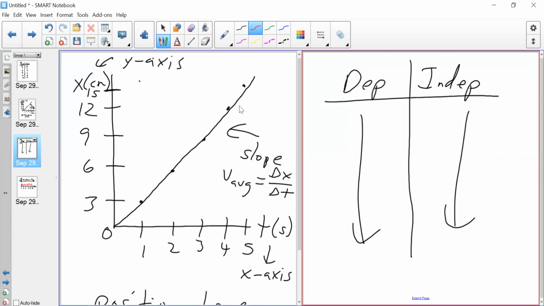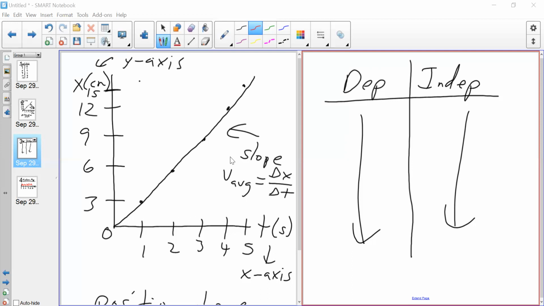And this leads into my general statement that the slope of a position time graph, so this is a position time graph, the slope of this position time graph gives you the average velocity.